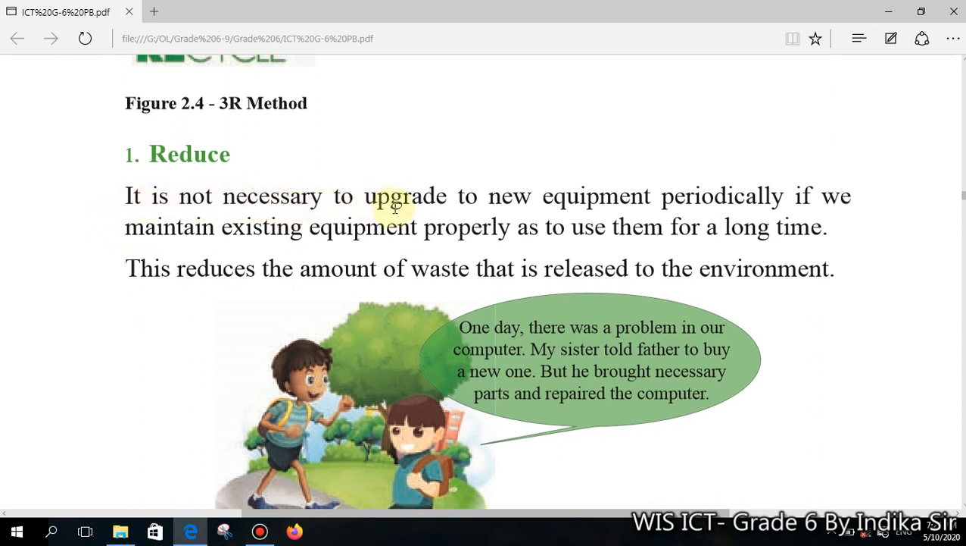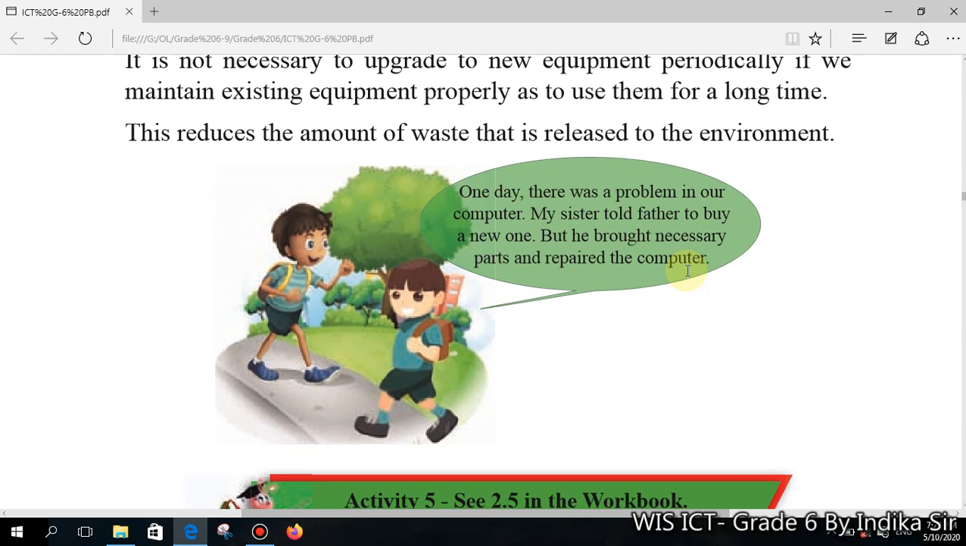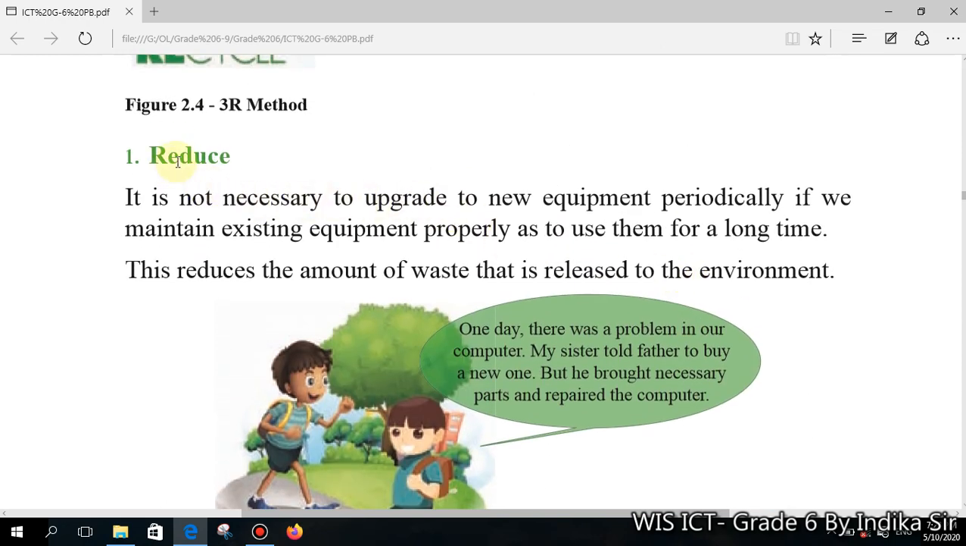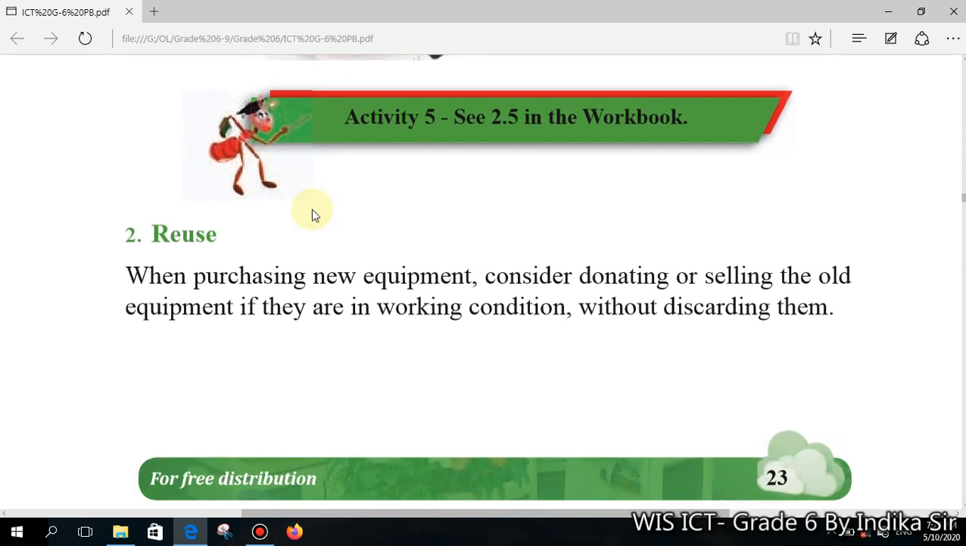It is not necessary to upgrade to new equipment periodically if we maintain existing equipment properly so as to use them for a long time. This reduces the amount of waste released to the environment. That is called, children, reduce.